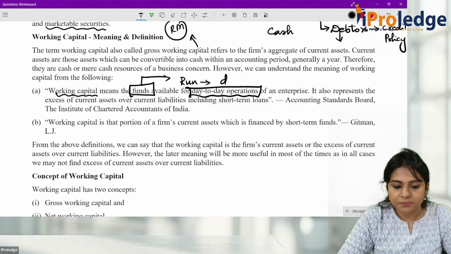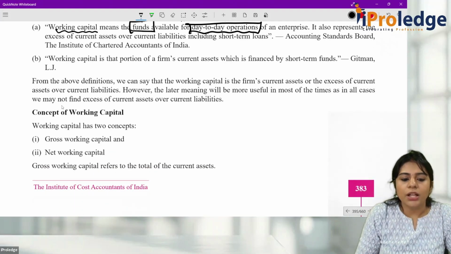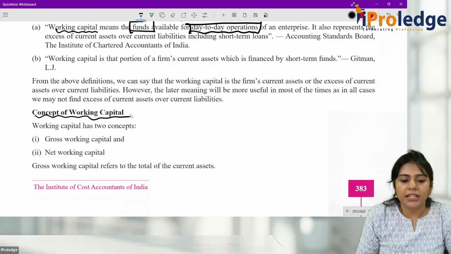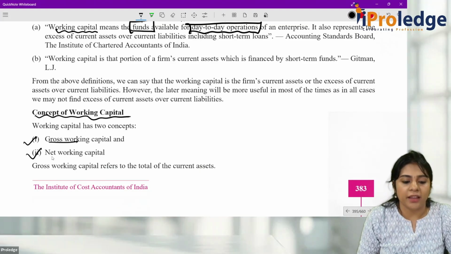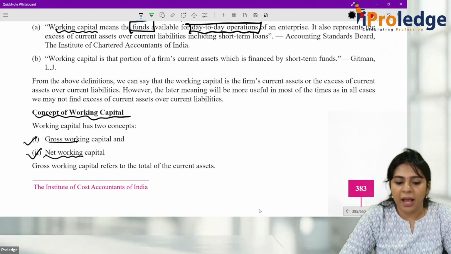Now again, the concept of working capital in your material, they have discussed two concepts. One is the gross working capital, another one is the net working capital.